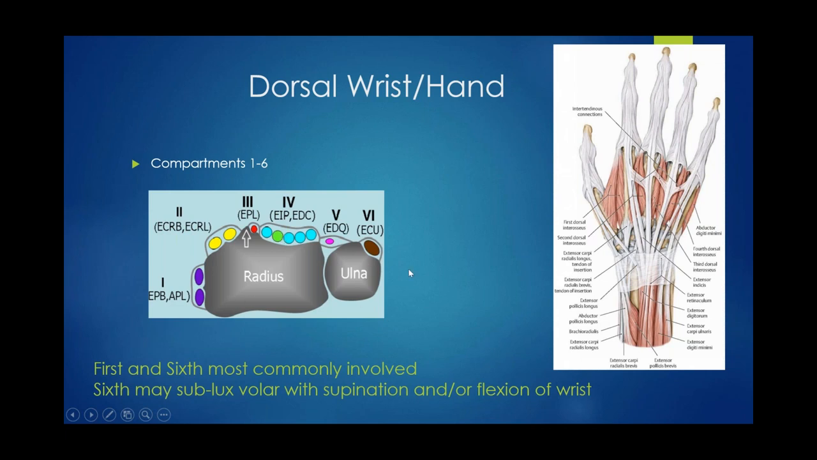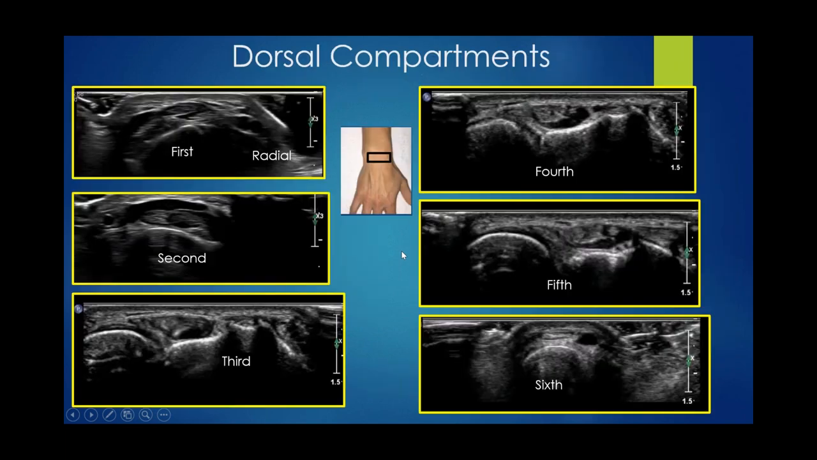Clinically, the first and sixth compartments are most problematic. Here are some videos showing how to evaluate each of these compartments. Again, normally the transducer will be situated axial relative to the dorsum of the forearm and then placed over top of the compartment that you're attempting to interrogate.